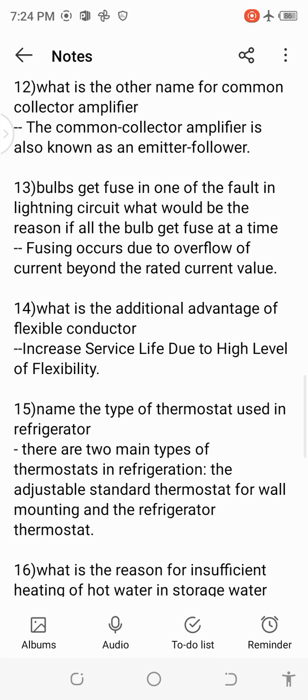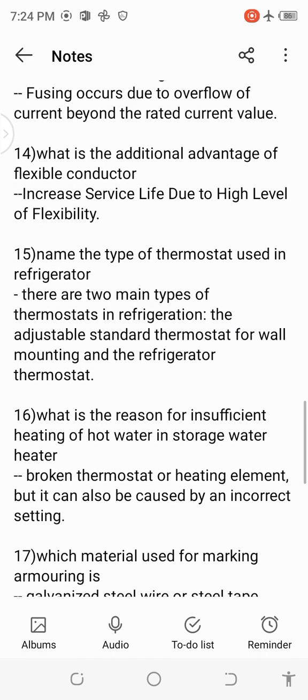14. What is the additional advantage of flexible conductor? Increased service life due to high level of flexibility. 15. Name the type of thermostat used in refrigerator. There are two main types of thermostats in refrigeration: the adjustable standard thermostat for wall mounting and the refrigerator thermostat.